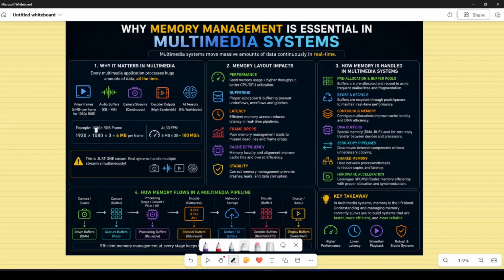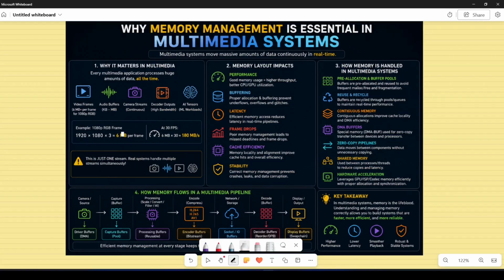Typically 1080p is full HD. The full HD resolution is width times height, so 1920 by 1080 by 3. Multiplying this comes to around 6 MB per frame. So a single frame capture will have around 6 MB of data, right?